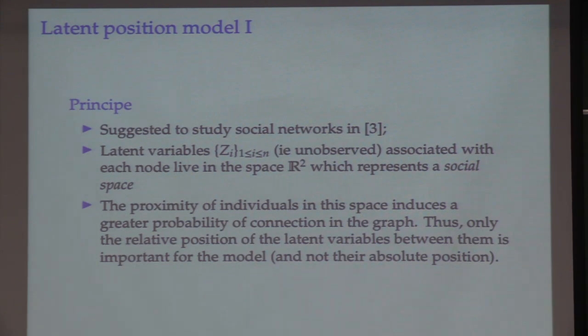So I have a random variable at each node i, Zi, which is unobserved, and it's associated with each node. I will say it lives in the space, say, R^2. Because the model has been defined with Zi in R^p, but in practice you just use p equal 2, so it lives in R^2. And this latent space represents a social space.